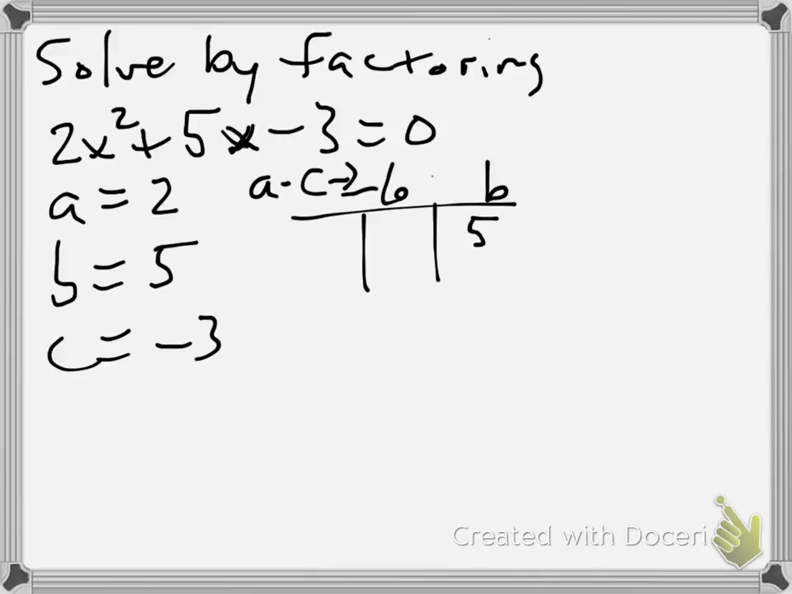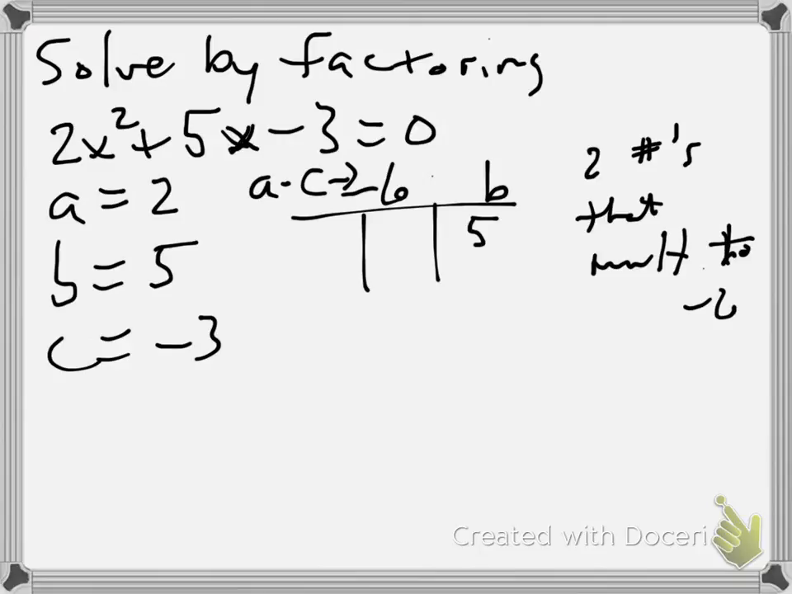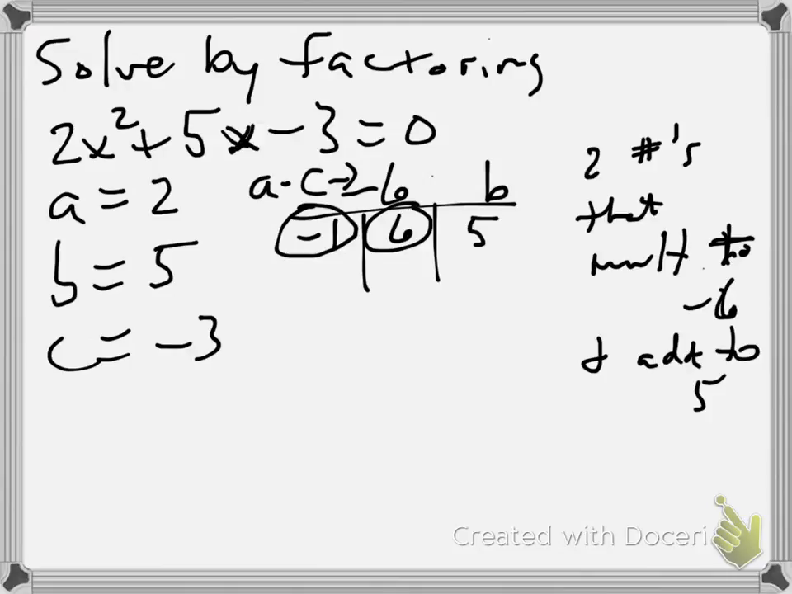So what we need is 2 numbers that multiply to negative 6 and add to 5. Okay? So the same 2 numbers have to multiply to negative 6 and add to 5. If we do negative 1 and 6, negative 1 times 6 is negative 6, and negative 1 plus 6 is 5. So these 2 numbers work out for us.